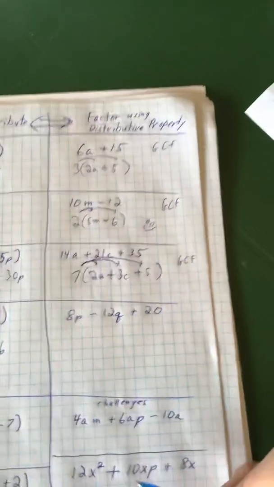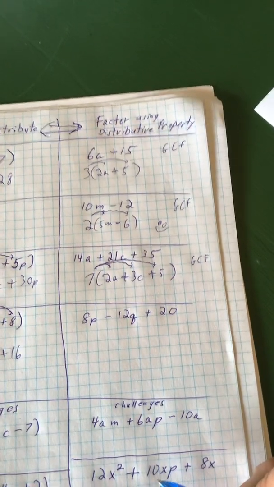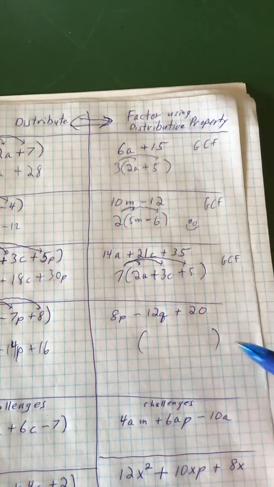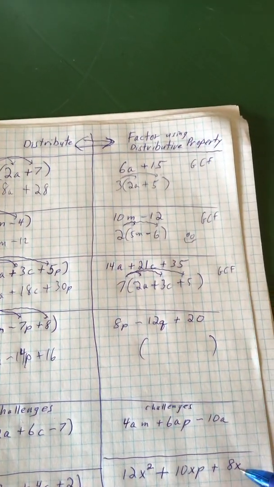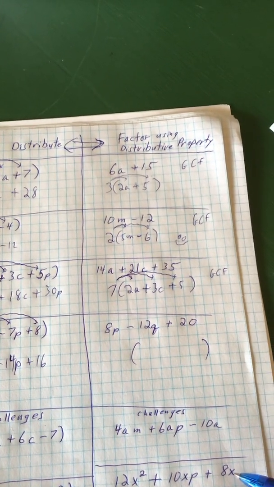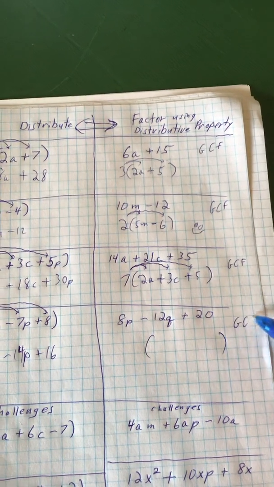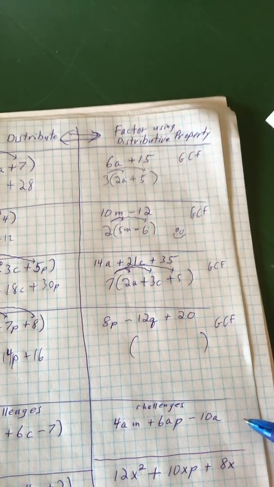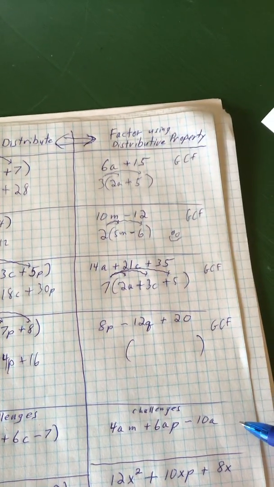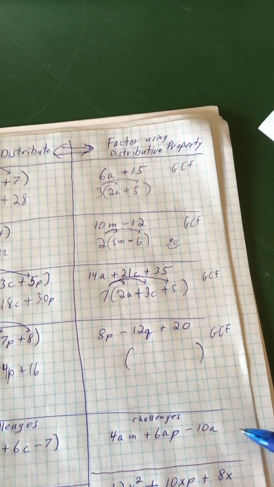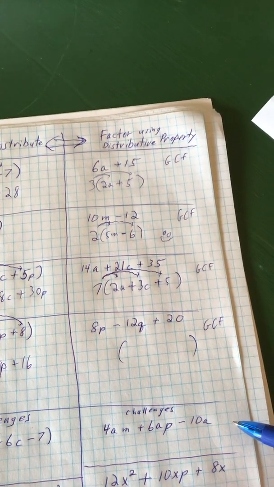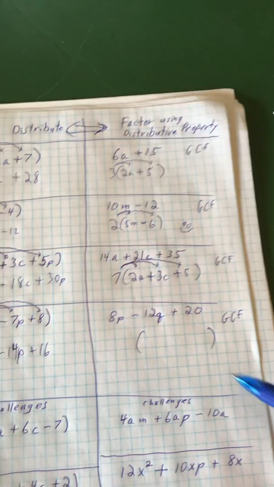And over here, so try factoring. This will be the opposite. So I'm going to write my parentheses. You got 8p minus 12q plus 20. So again, find your GCF. And your GCF this time is 2. What's your biggest number you can divide each of those by? That's right, it's 4.